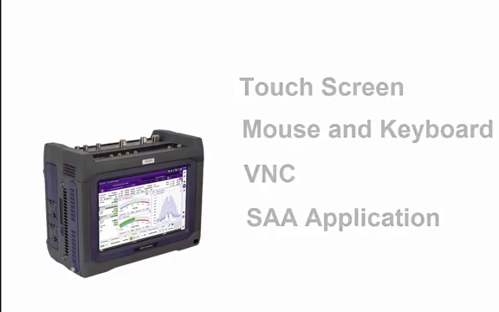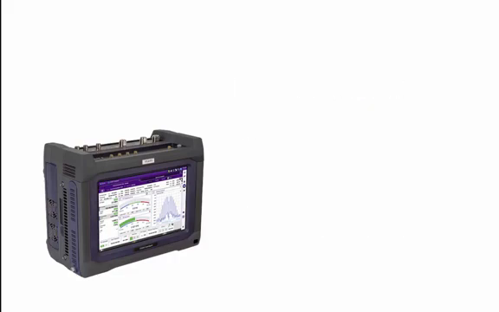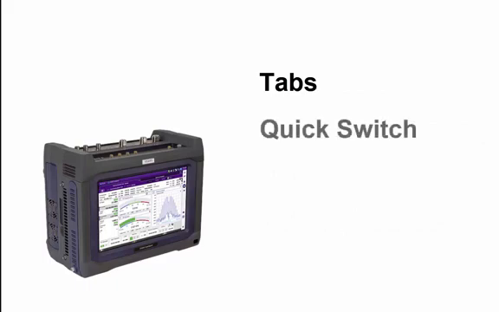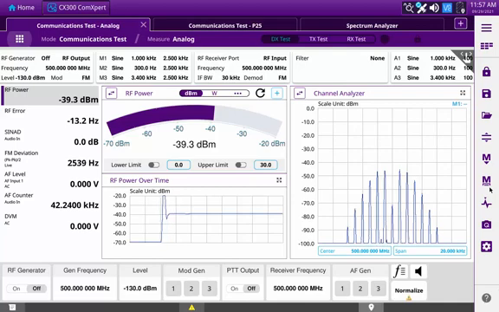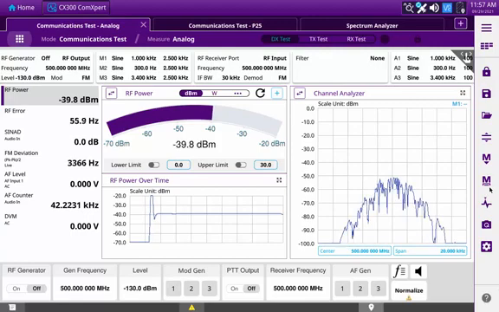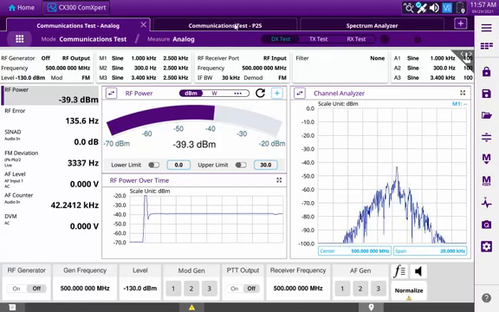The graphic user interface consists of tabs, a quick switch function used to toggle between transmitter, receiver, and full duplex testing, configurable panes within each tab, and large swept meters with easily set color-coded pass-fail criteria and customizable ranges. Anyone who has used an internet browser can appreciate the usefulness of switching tabs to move from one web page to another. The CX300 provides that same functionality for quickly moving from one test setup to another.